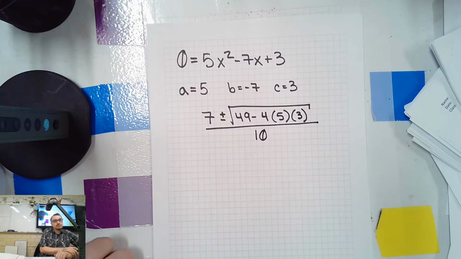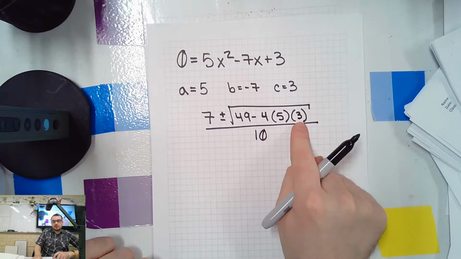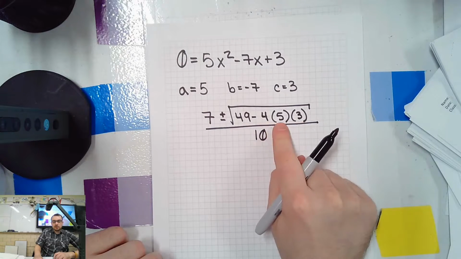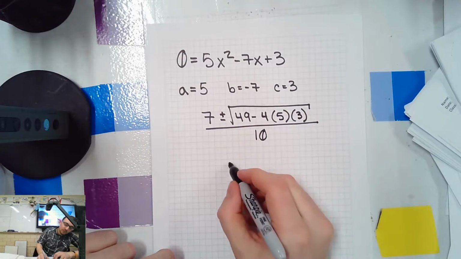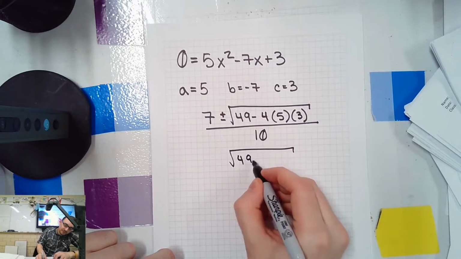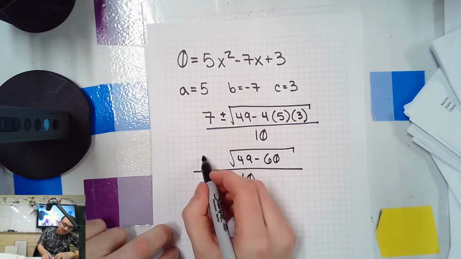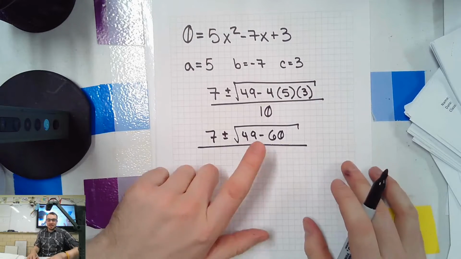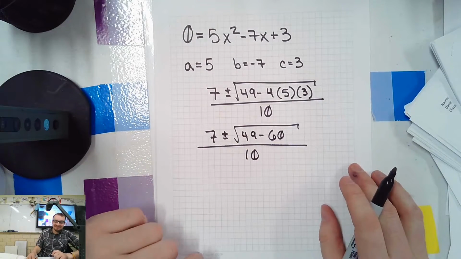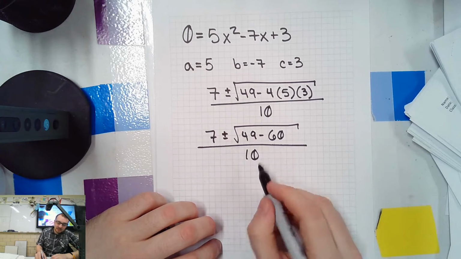Let's do math. What do you want to do first? 4 times 5 first or 4 times 3 first? 4 times 5, 20, times 3, so it's minus 60. So I lied earlier. I didn't think about this, but it's fine. All right, so what's 49 minus 60? It's negative 11, right?